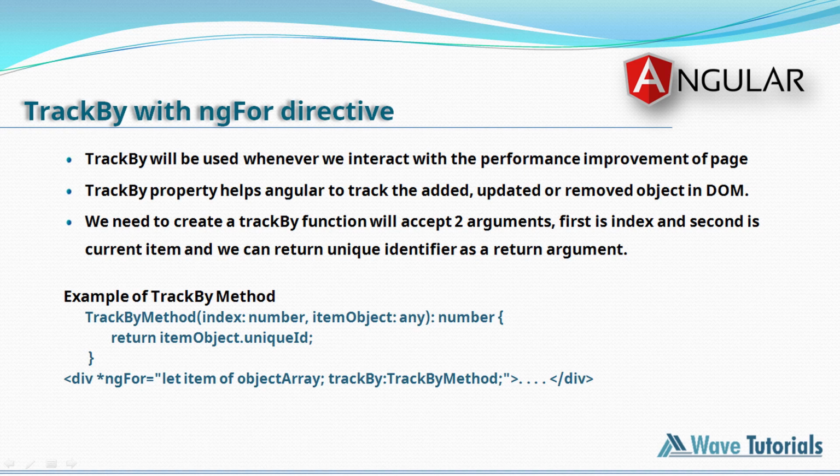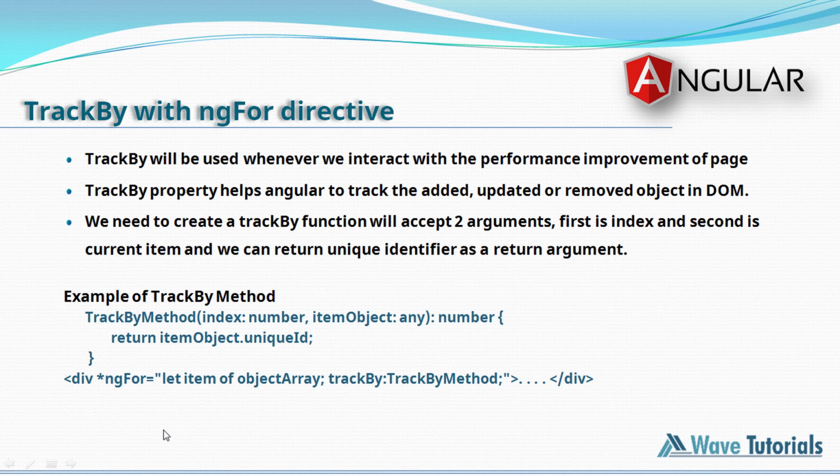To use it, we need to create a TrackBy function which will accept two arguments. You can see here that the first argument is the index and the second one is the current object, and it will return the unique ID or any unique value from that object.